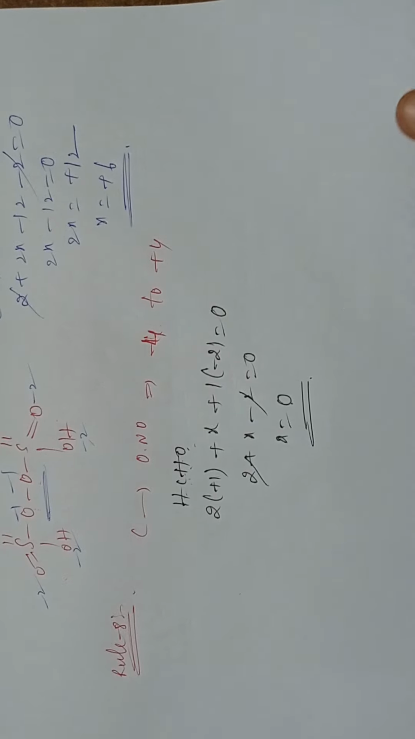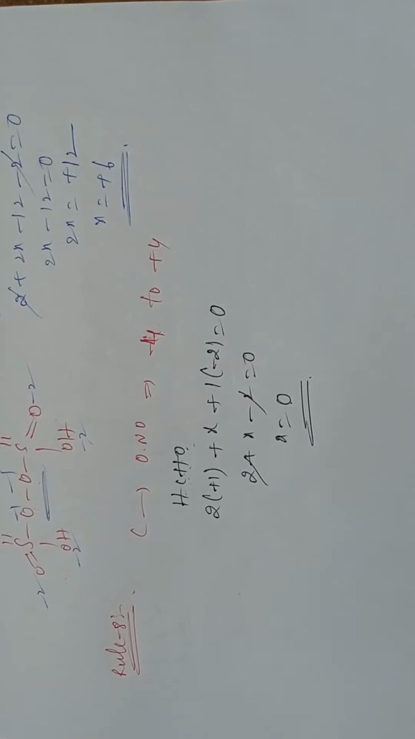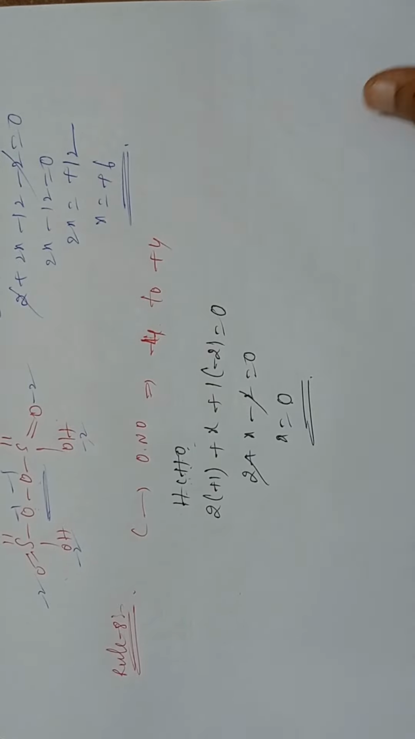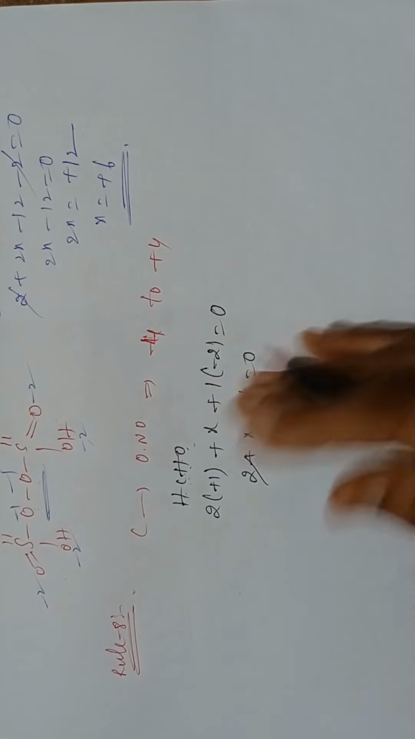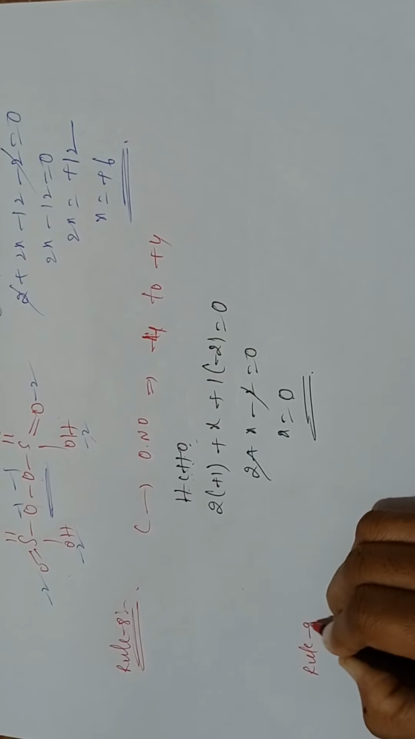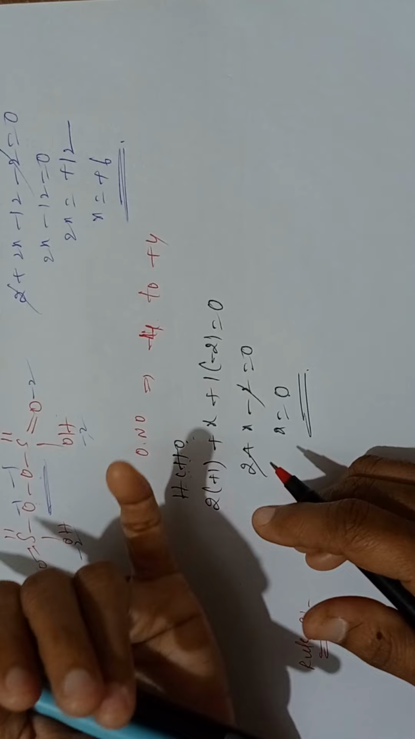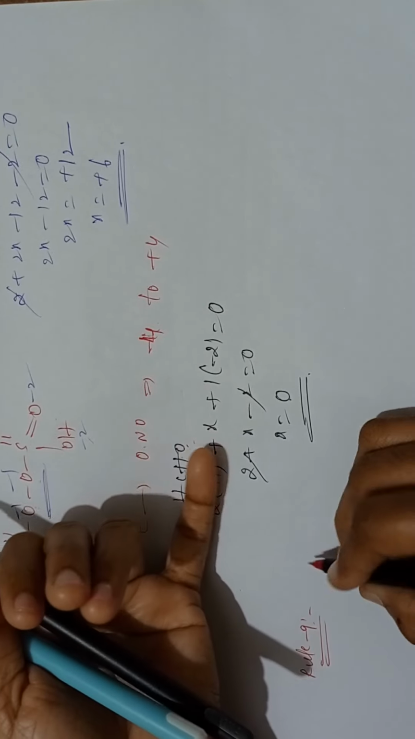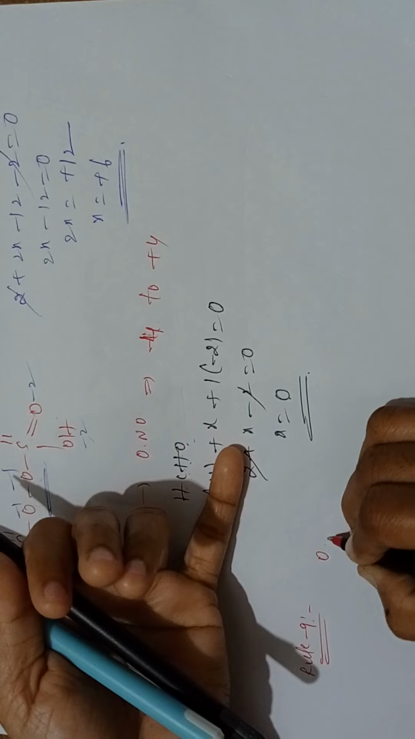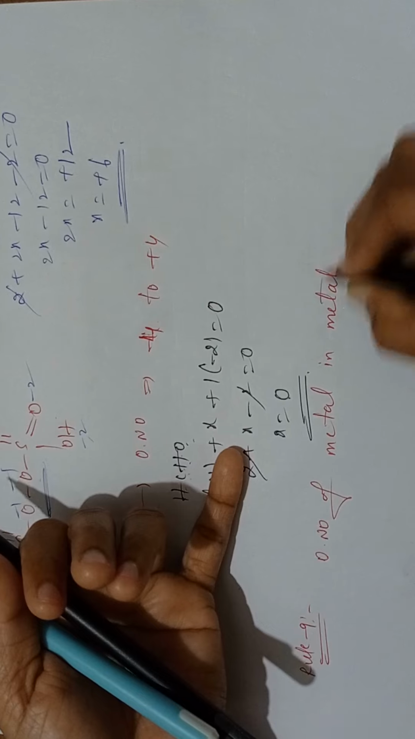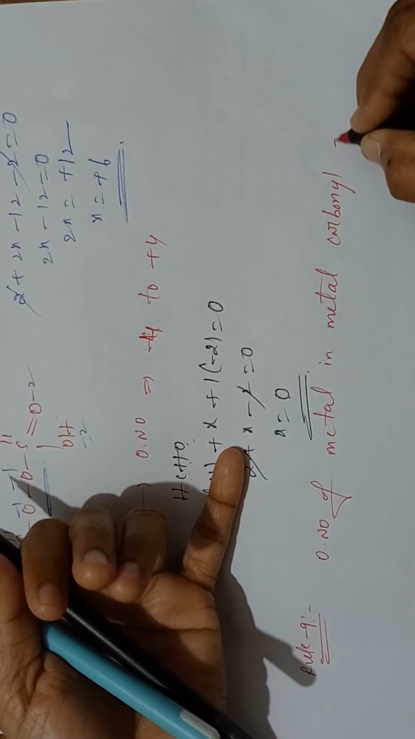Clear this one. So these are the rules, students. By using these rules, you can easily calculate oxidation numbers of any atom, any element in the compound. And one more rule, rule 9, is also there. What is rule 9? In the case of metal carbonyls, the oxidation number of the metal in a metal carbonyl is always 0, students.